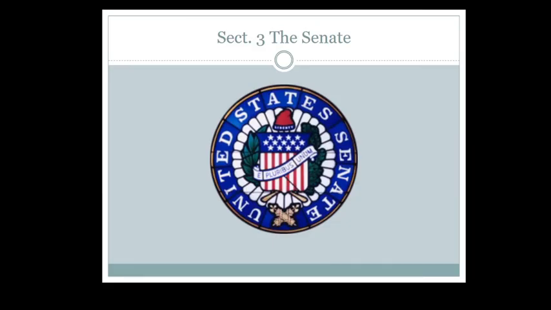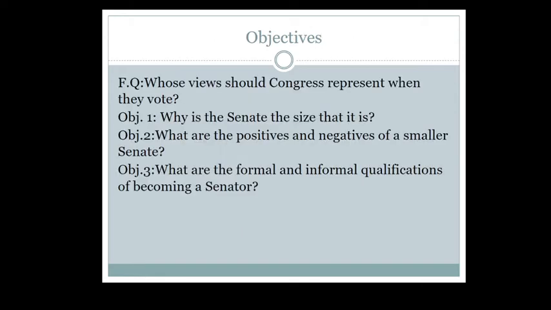Now here's section 3, the Senate. You don't have to have this section done right now, so you can pause and wait until later, or you can just keep going on. So section 3, the Senate. Whose views should Congress represent when they vote? That's the same focus question that we've always had.